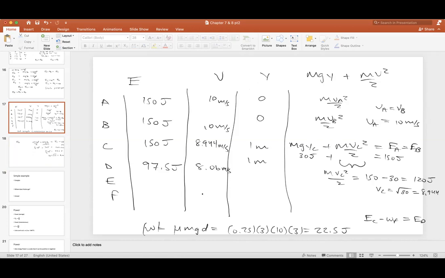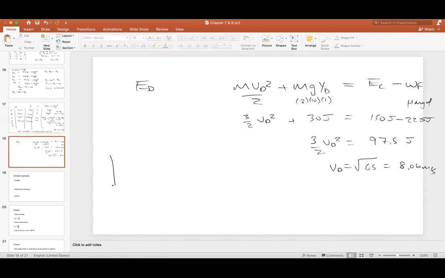And now, when it drops to the bottom, when it drops to E, Y of E we found was -1 meter. So the energy at E is mgyE plus mvE squared over 2. And that energy is equal to ED, which means that energy is equal to 97.5 joules, or symbolically, it's equal to this right here. Either way you want to do it, doesn't matter. If this is -1, this is -3 times 10 times 1.